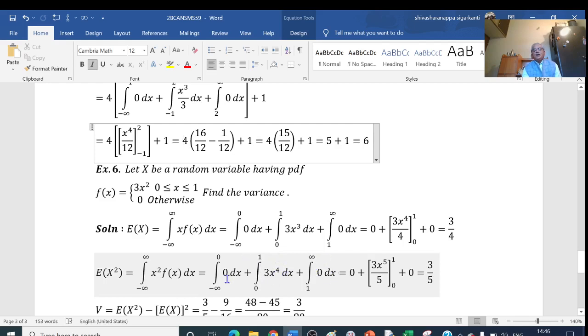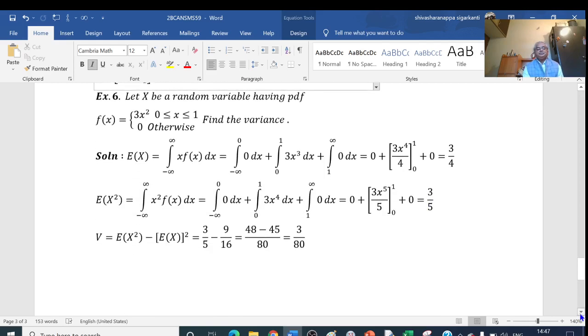Value of this is 0, value of this is 0, only we have to integrate this. This is equal to 3 into x raised to 4 integration is x raised to 5 by 5 between 0 and 1, plus 0. This is equal to, substituting the upper limit 1 here, 3 into 1 is 3 by 5. This is our E of x square.